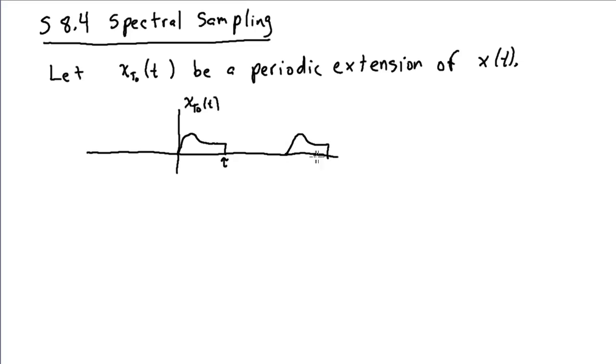I'm going to try and redraw it here. And the periodic extension has a period of T0. Of course, these would go on in both directions out to infinity. And so this is what I mean by x of t. It's just the function here that exists between 0 and tau.